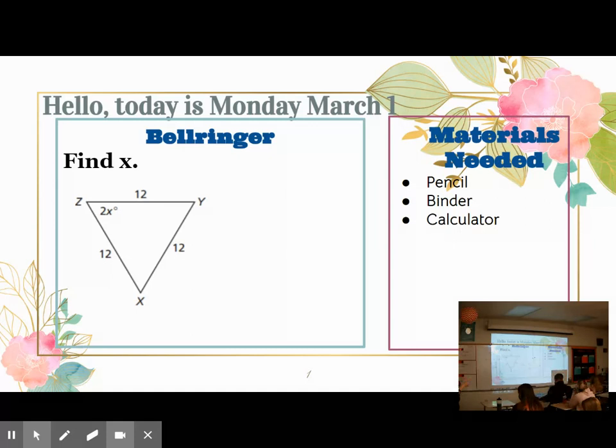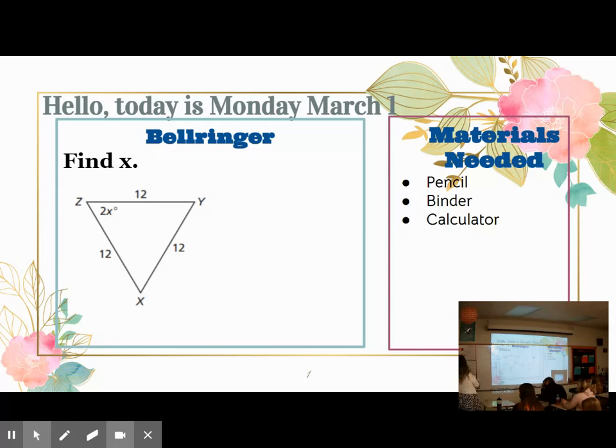Now remember, if you make a 90% or above on the practice test, you do not have to take the actual test on Friday. Also, after I pass out the worksheet, I need to come by and check your notes from Friday. If you have not completed your notes, you're going to need to do that before you complete the worksheet.